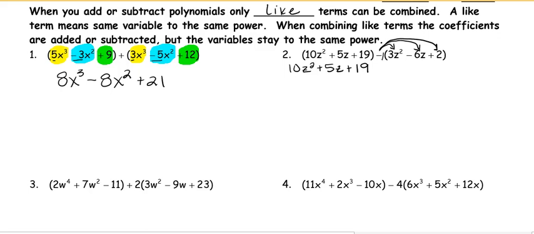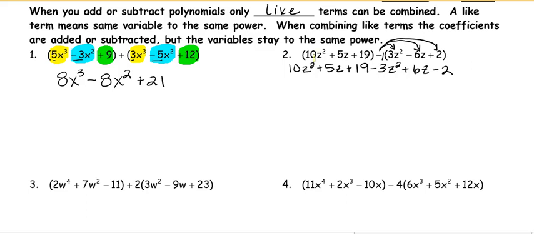So negative 1 times 3z squared is negative 3z squared. Negative 1 times negative 6z is positive 6z. And negative 1 times 2 is negative 2. So basically all we did is change the symbol in the parentheses that follow.